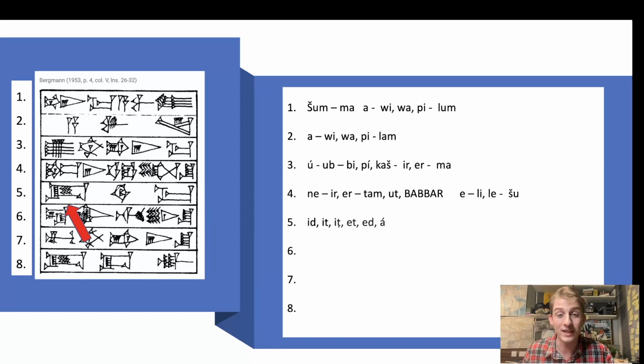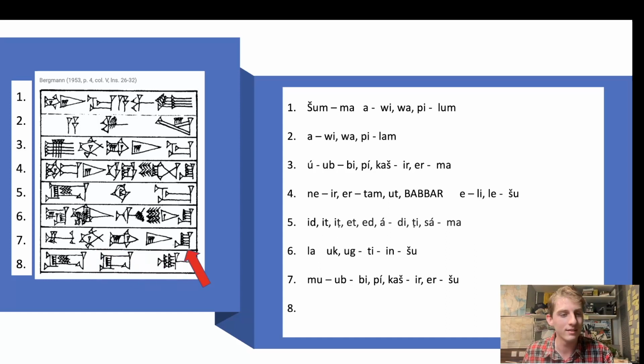On line 5, it begins with the id, it, with that dot showing us it's an emphatic T, et, ed, a2, followed by d, e, sa 2, and the ma sign. On line 6, we begin with the la sign, followed by the uk, ug sign, the t sign, the n sign, and the shu sign. And line 7, we begin with the mu sign, followed by ub, b pi kash, ir air, and the shu sign. On line 8, we're going to have the id, it, et, ed, a2 sign, followed by the da, ta sign, and the ak sign.